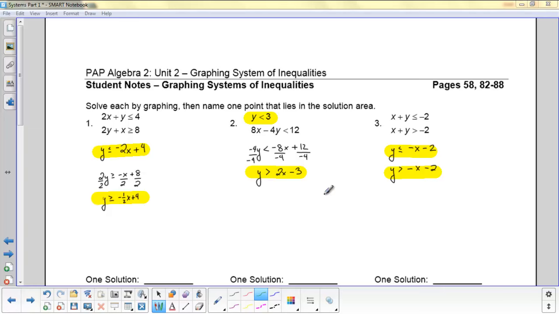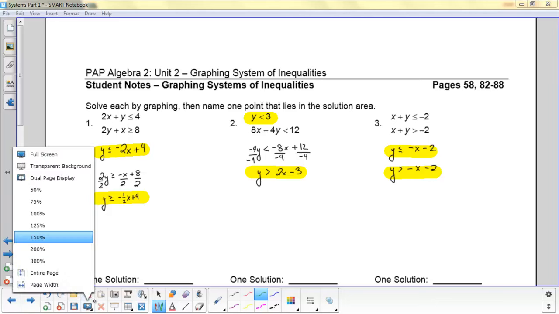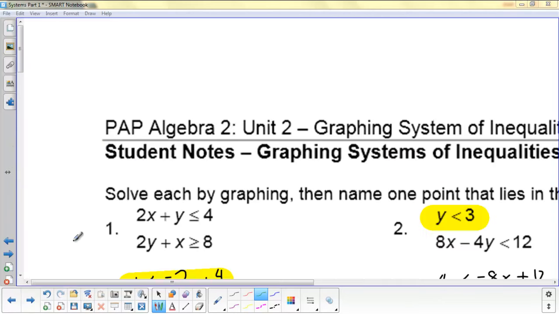So what I want to do is address this situation one at a time. You're still going to graph on your paper, just make some space for y equals off to the side or on a separate piece of paper as you go. Alright, here we go. Question number 1.